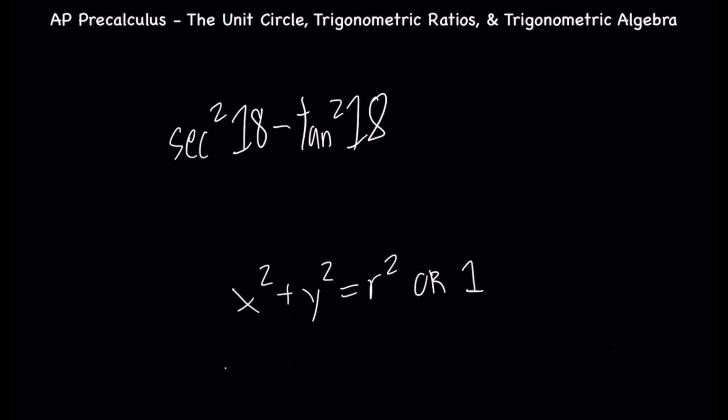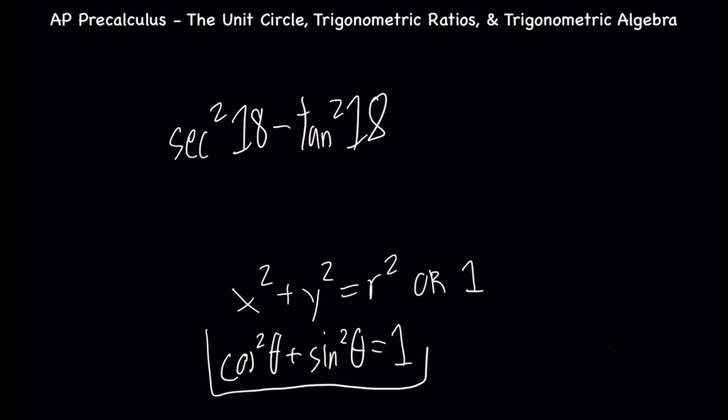Because when x is x squared, then we have cosine squared. Because cosine corresponds to x. And same thing for y. Sine squared. Remember this formula. Take a picture of it if you have to.